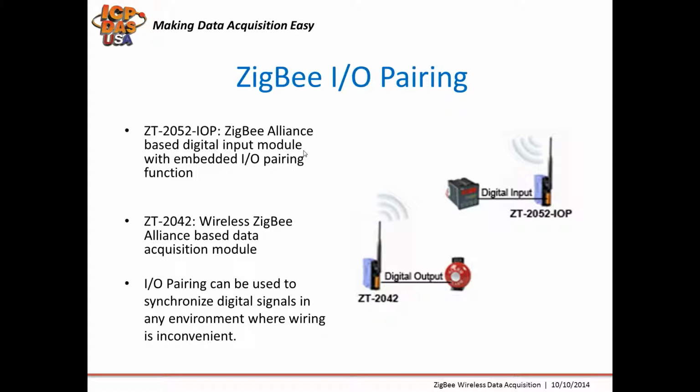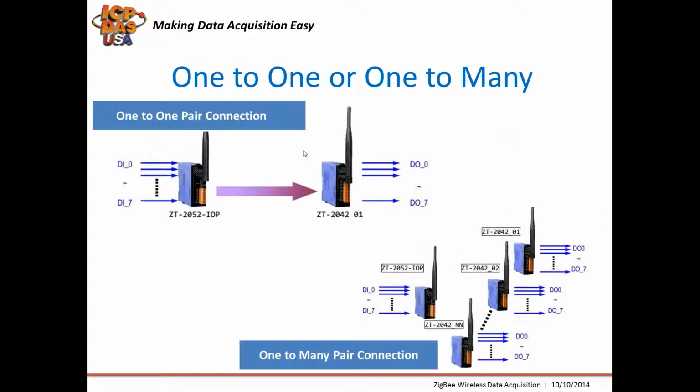The ZT2052 IOP sends status updates of the digital input channels to the remote ZT2042 to ensure the digital output channels are synchronized. It comes with external dip and rotary switches for easy configuration. ZigBee Alliance-based modules with I/O pairing can be used to synchronize digital signals in any environment where wiring is inconvenient.